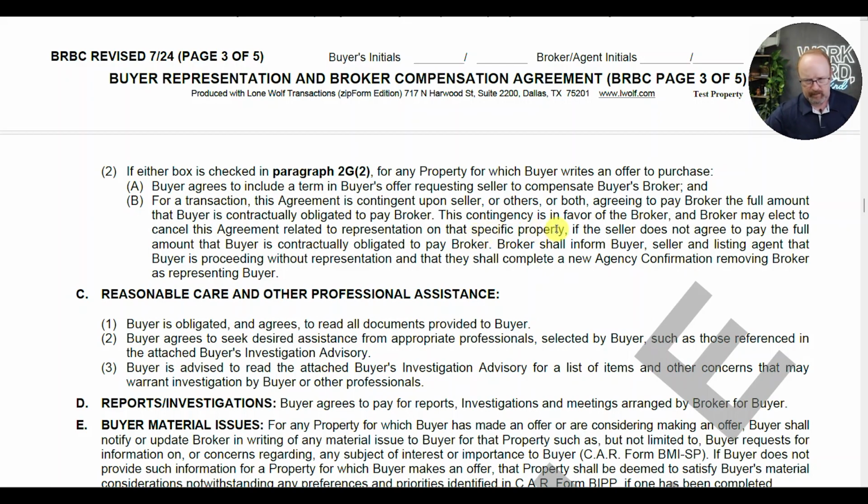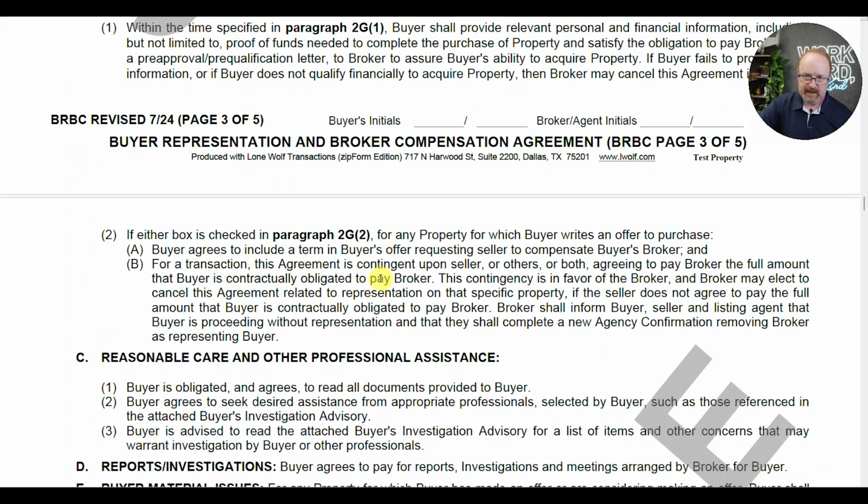So if you make an offer on a property and your buyer doesn't have any money and the seller won't pay it, what happens? You as the buyer's agent can back out of the deal. You're going to inform the seller and listing agent that buyer is proceeding without representation. So you could step away and let the buyer kind of proceed on their own. And that they shall complete a new agency confirmation removing broker as representing buyer. So you can step out of the transaction. The buyer can, of course, decide not to proceed, but there are implications of working with buyers that do not have funds to pay you.